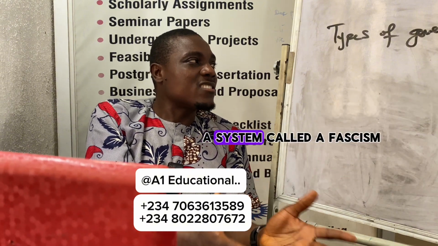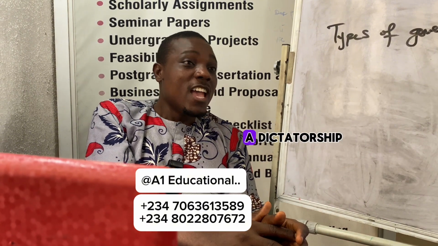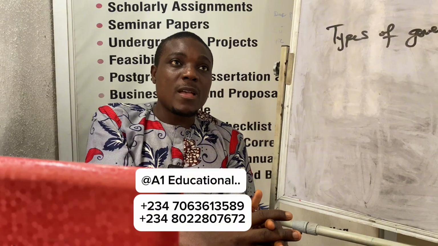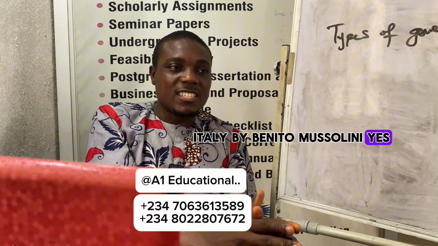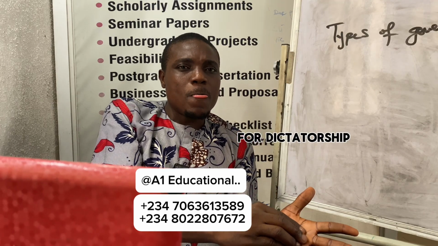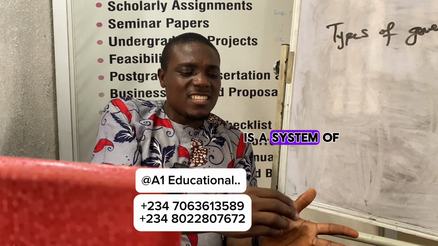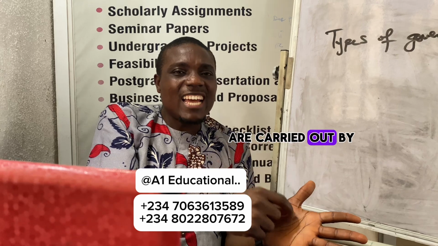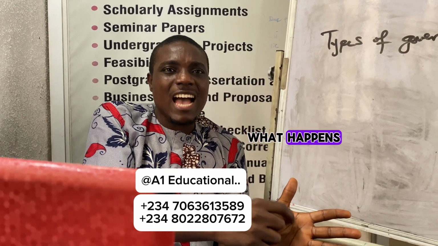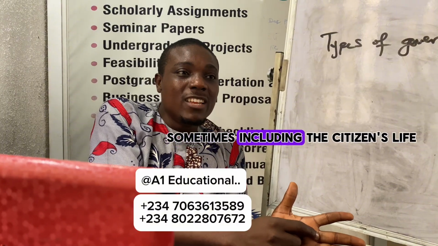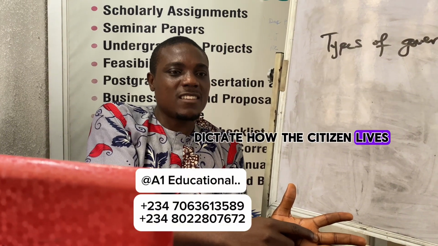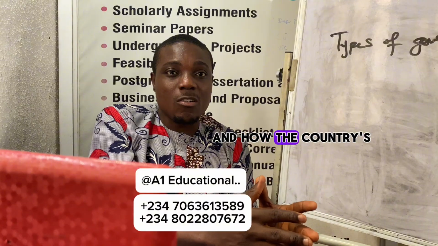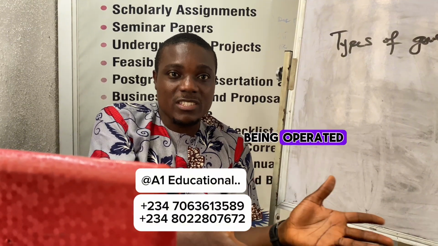We also have a system called fascism. Fascism is just like a dictatorial system of government, which was once practiced in Italy by Benito Mussolini. Yes, fascism is another name for a dictatorial system of government. It is a system of government in which the functions and the activities of the government are carried out by an individual. And the individual dictates what happens in that particular system, sometimes including the citizens' lives: how the citizens live, how they react, how they do things, and how the governmental activity is operated.